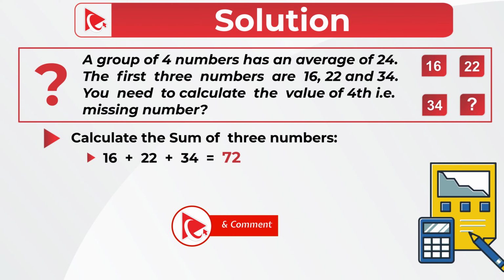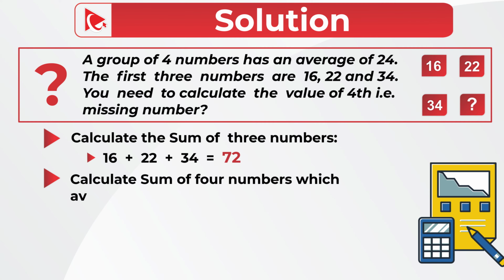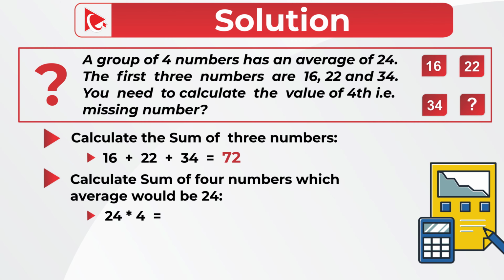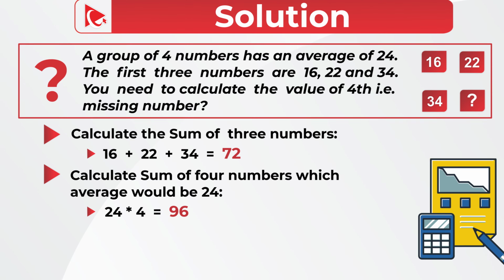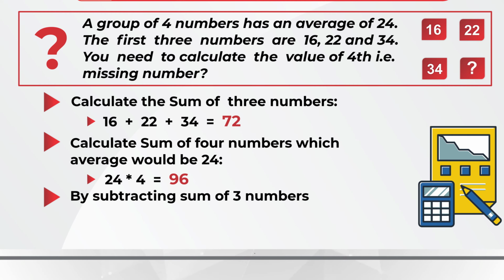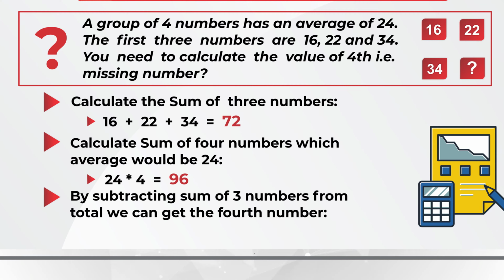In the next step, we need to determine what the sum of 4 numbers would be for which the average would be 24. To do this, we need to multiply 24 by 4, and the end result of this would be 96. And in the last step, we need to subtract the sum of the 3 numbers from the total where the average will be 24 to calculate the 4th number. 96 minus 72 equals 24.